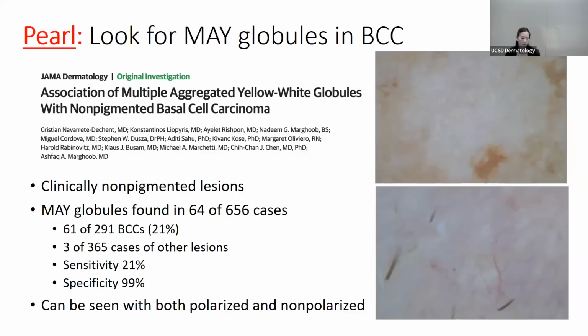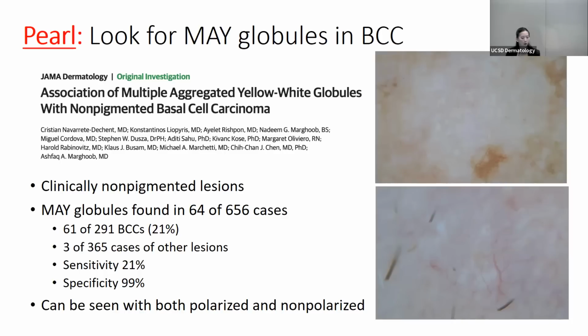And so what they did in their study was they looked at a bunch of non-pigmented lesions. About half of the cases were BCCs, and then they also looked at other non-pigmented lesions. And they found that MAY globules were usually seen in BCCs as compared to other things like SCCs. I think they had a couple desmoplastic trichoepitheliomas in their group. So what they found was that it wasn't in a majority of basal cells. It was only 20% roughly.